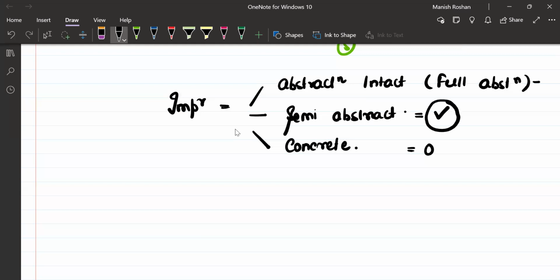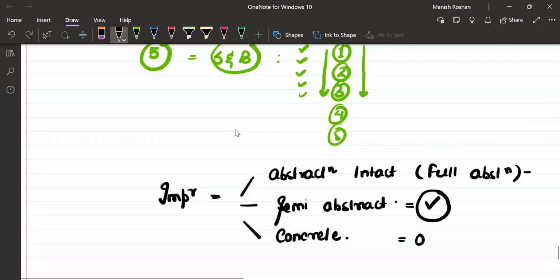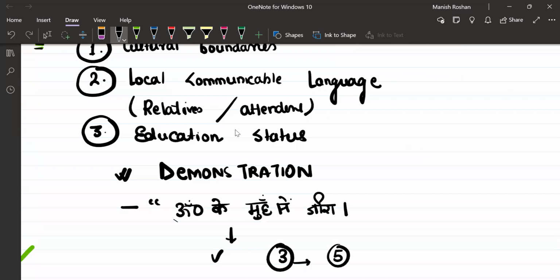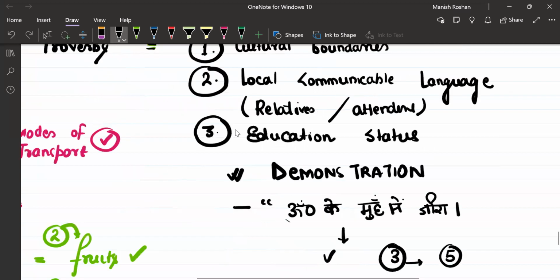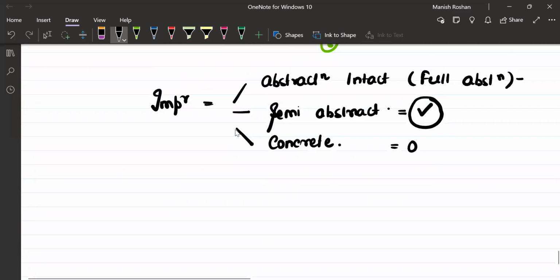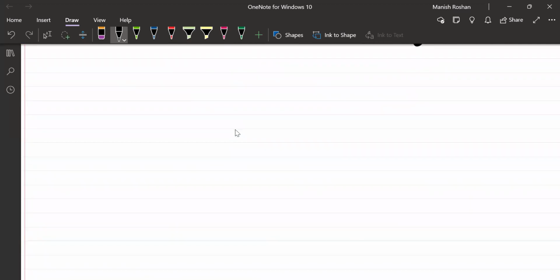But it all depends on the culture, the education, and also the local communication language, whether he or she is able to understand the particular situation or not. Fine. Let's go into another heading, that is the judgment.